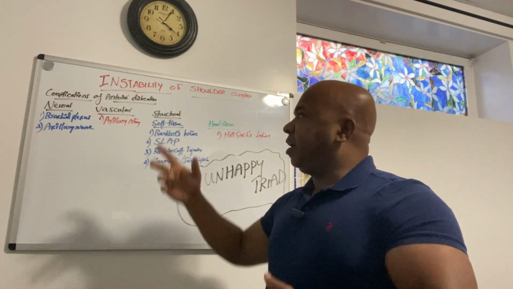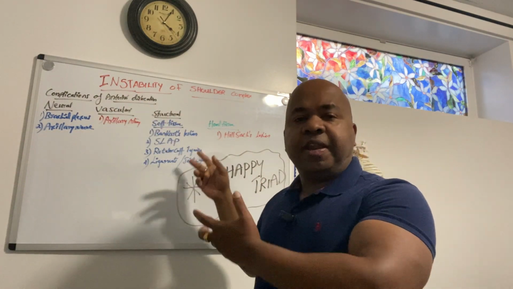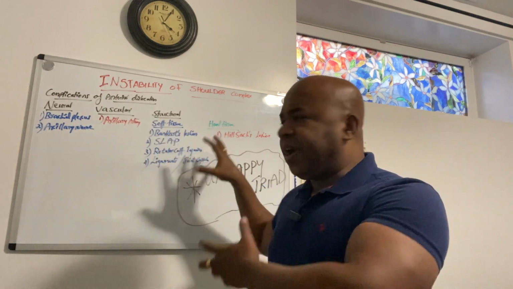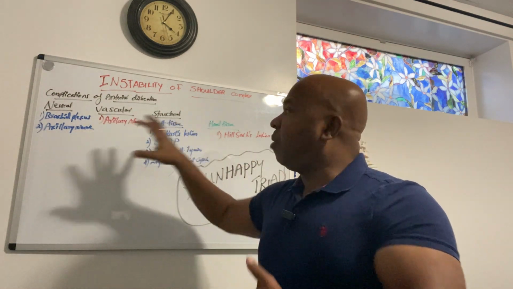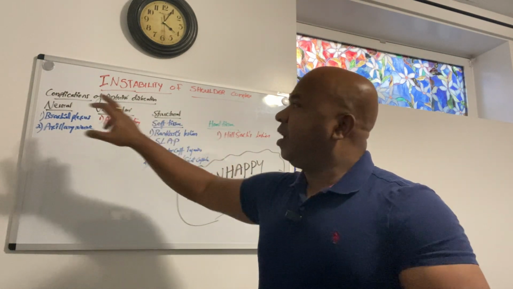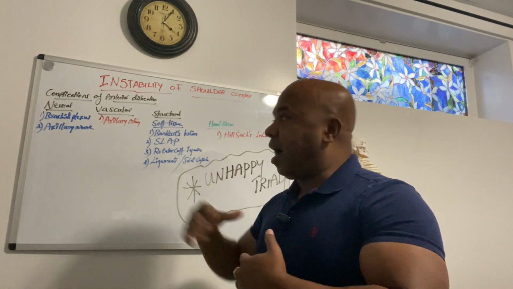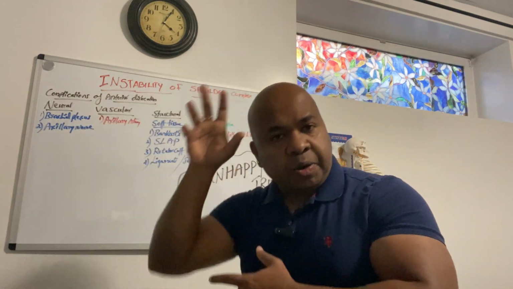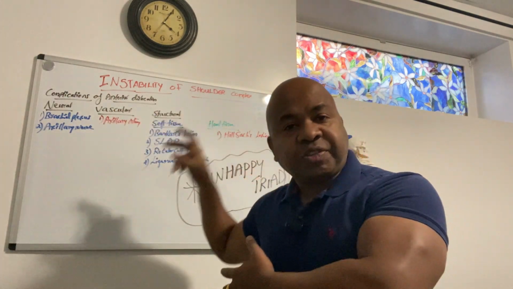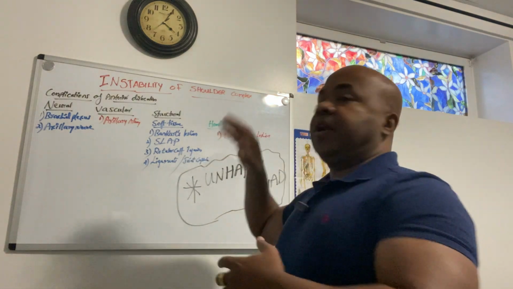This is my classification. You cannot see this classification in any book. So this is the best way to remember the complications of anterior dislocation. I divided them into neural complications, vascular complications, and structural complications.